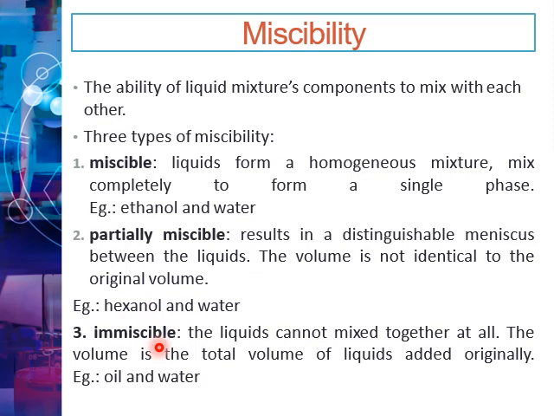Immiscible means that they cannot mix together. They do not mix at all, for example, water and oil. Obviously, there are two different types of components, and they are in entirely different phases. When we mix oil and water together, we can clearly see the meniscus of two different phases, two different layers.